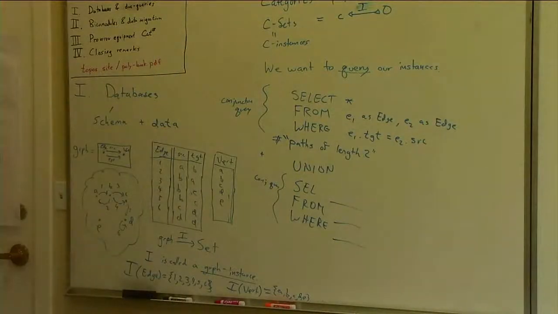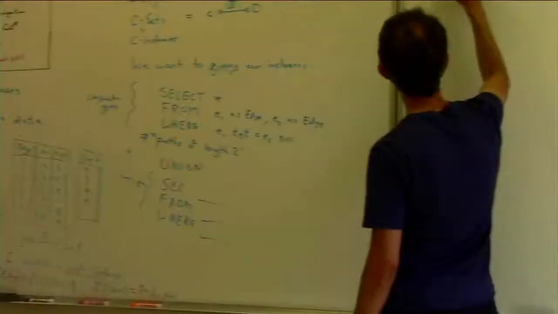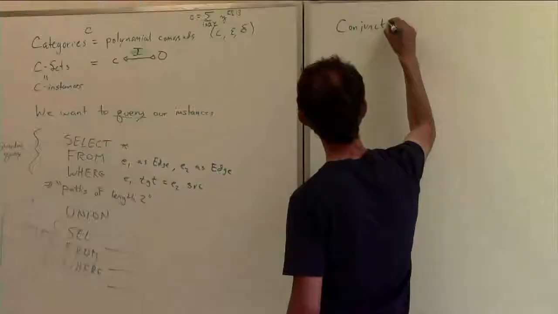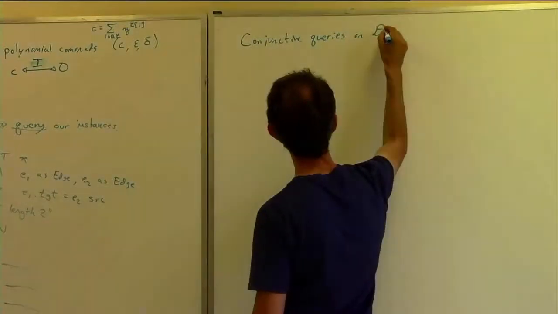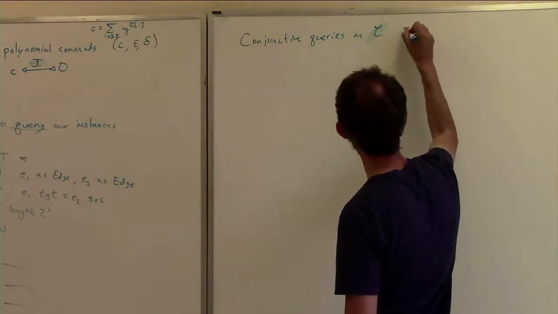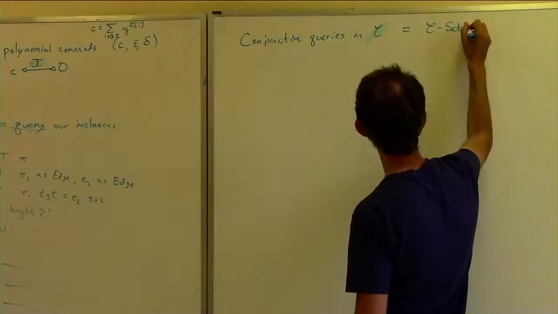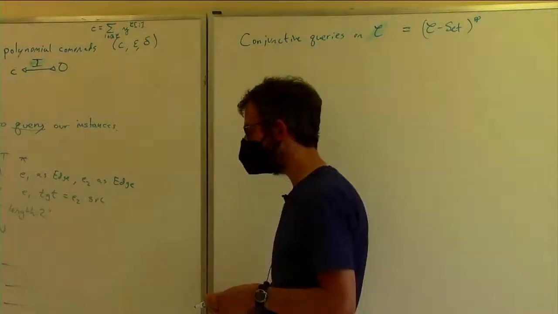Here's what I want to say. Here's a really interesting thing. Conjunctive queries on D, or on C, are C-sets. But if you want to talk about morphisms between queries, they go backwards. But anyway, they're basically C-sets.